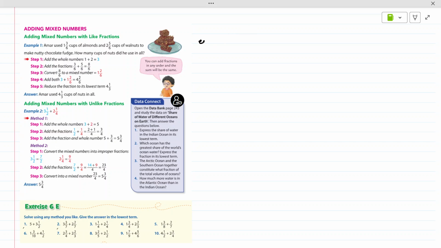I'm taking the first example where we are going to learn how to add mixed fractions directly. Okay, so I'm taking one mixed fraction here. Same example I'm taking here. This is 1 3 by 6 and the another one is 2 5 by 6.